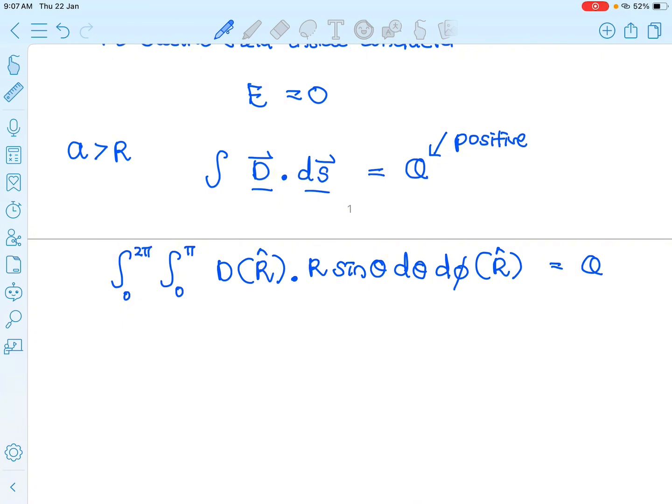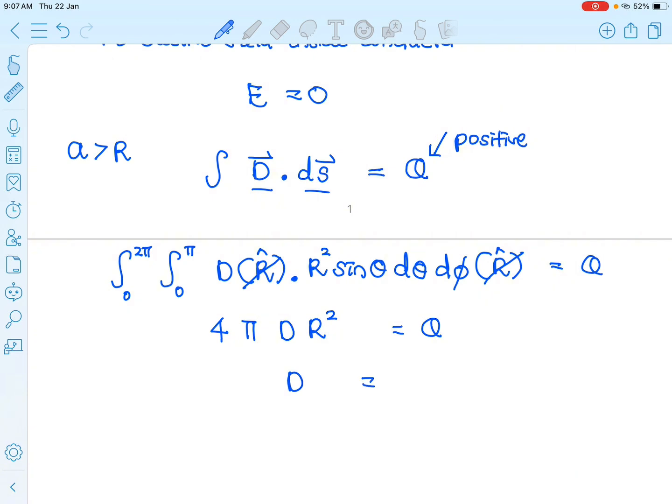Right, so if you're pressing your calculator, over here you will get 4 pi d, here is r square, dr square, and equals to Q. So this derivation is the same as the derivation we do when we have a point charge. So you can refer to that.